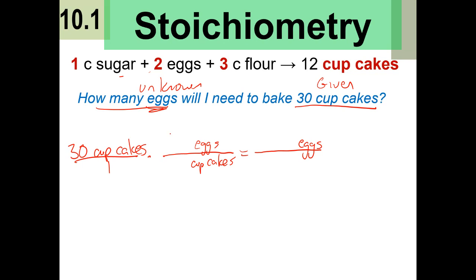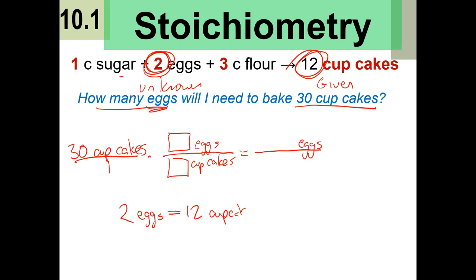Great, but what numbers go here? What is the relationship between eggs and cupcakes? Well, this is where we go look at that recipe. We look at the numbers of the ingredients in the recipe, and we see that according to this, you need 2 eggs for every 12 cupcakes. The conversion factor here is 2 eggs is what's getting you 12 cupcakes.